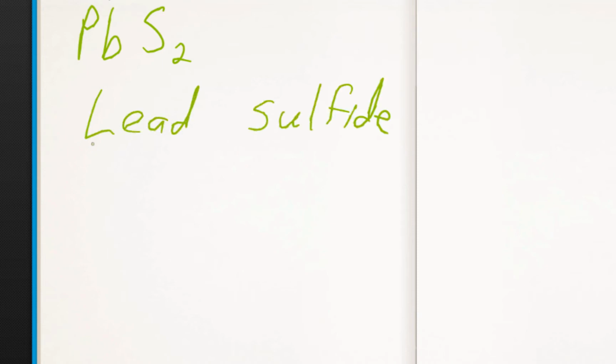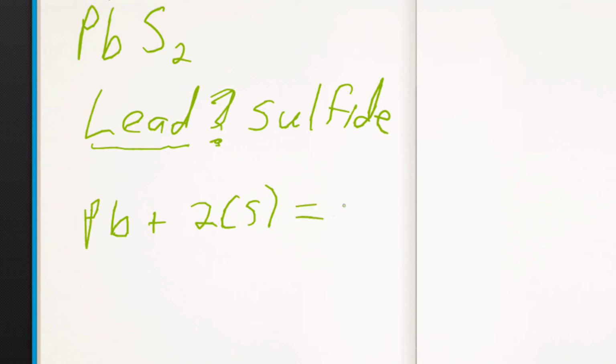Let's say I give you PbS2, and I ask you to name that. Well, this is lead. That's easy enough. This is sulfide. Now, lead, though, if you look on the periodic table, lead is one of those metals we don't know what the charge is. So we need a Roman numeral here. It's supposed to be a question mark. We need a Roman numeral there, and we don't know what that Roman numeral is. So just remember, whatever lead is, plus there's two sulfurs, two of whatever sulfur is, those charges have to add up to equal 0.